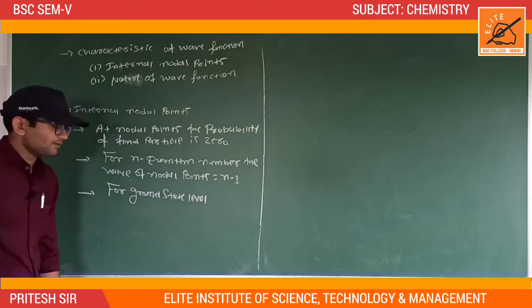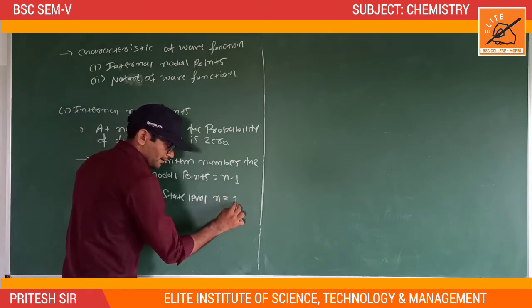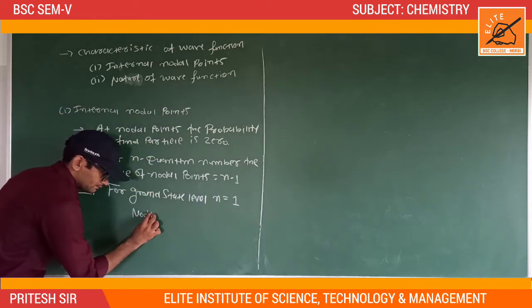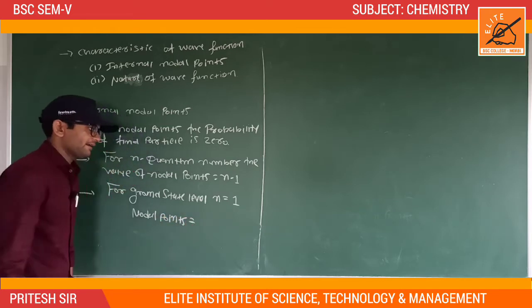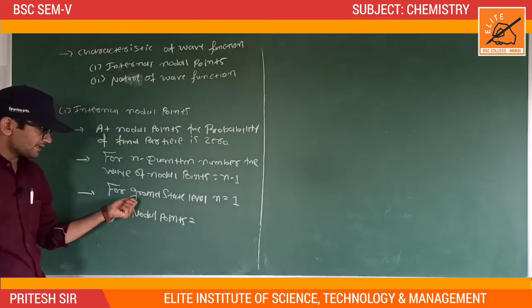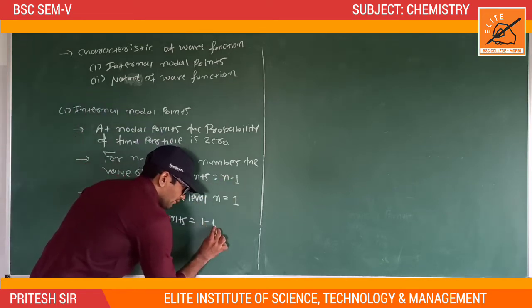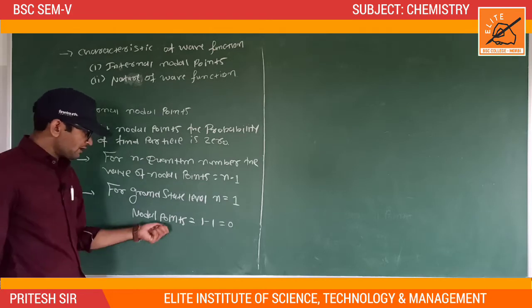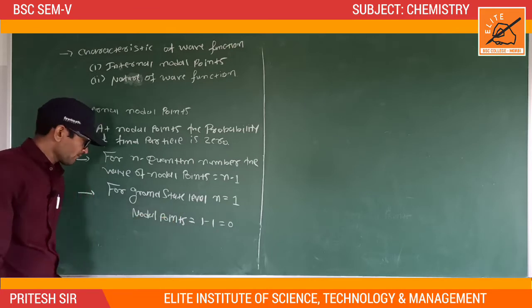so what do you mean by ground state? The value of n is equal to 1. Okay, so at that time the number of nodal points is equal to n minus 1. It means the value of n is equal to 1 for ground state. So the nodal points will become 1 minus 1 is equal to 0. It means at ground state the number of nodal points is 0. It means for ground state there are no nodal points present.